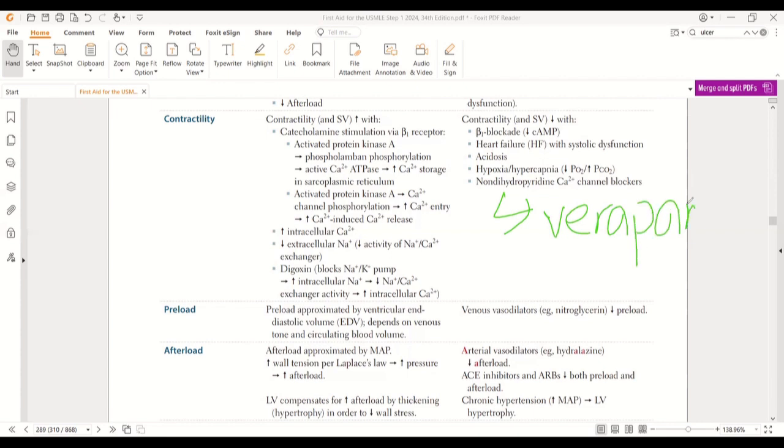They mainly act on the heart, the ventricles. And what are the dihydropyridine calcium channel blockers? That'll be like your nifedipine. Exactly. And they mainly work on the vessels.